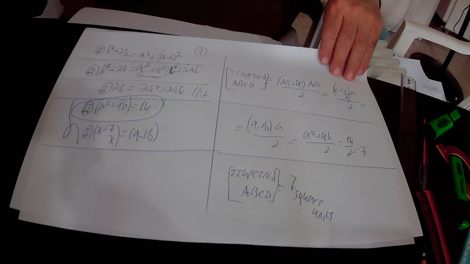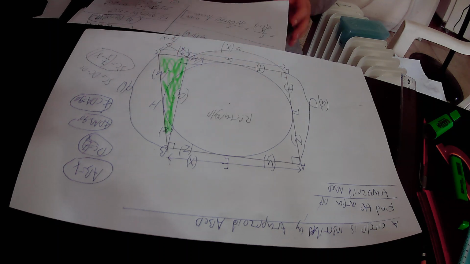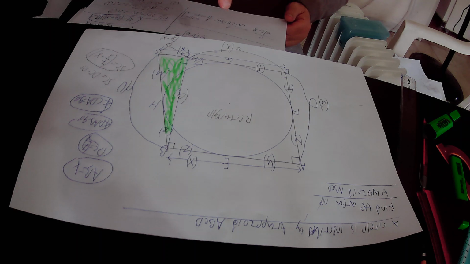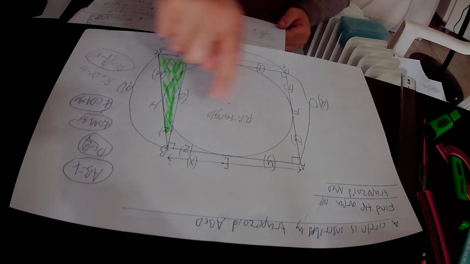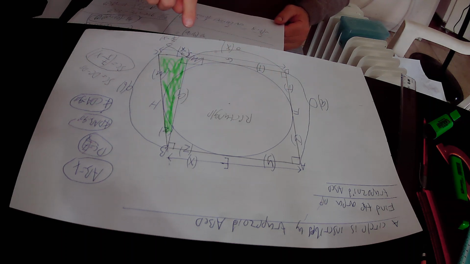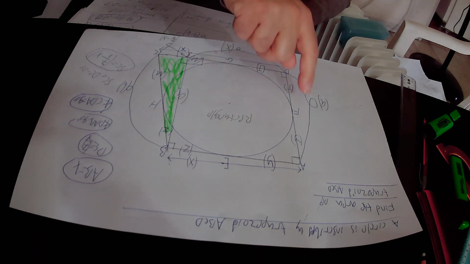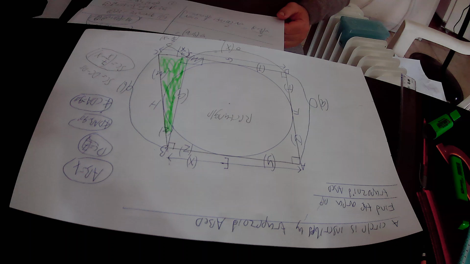So what is the area of trapezoid ABCD? The area of trapezoid ABCD is equal to the sum of its two bases times the height. The two bases are AB and DC. Why? Because we know that AB is parallel to DC. Why is AB parallel to DC? Because we know that ABSD is a rectangle, and the opposite sides of a rectangle are parallel to each other. So in rectangle ABSD, side AB is parallel to side DC.